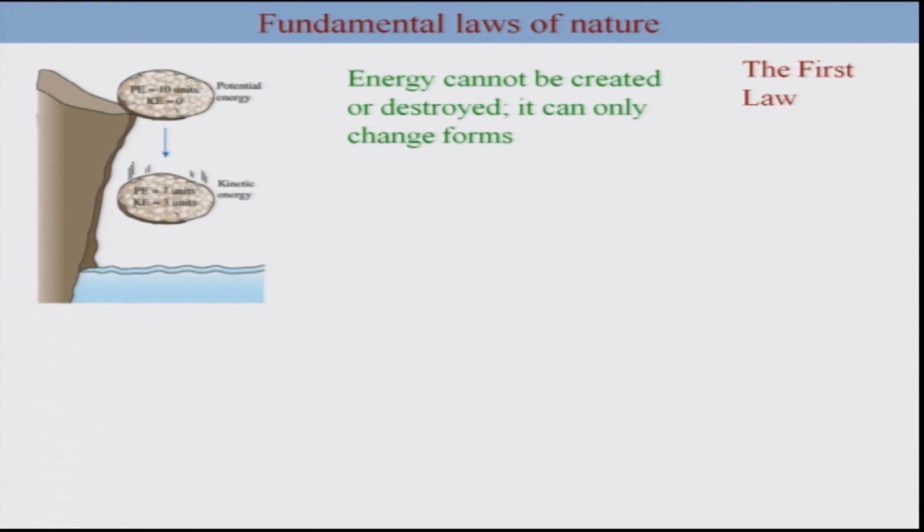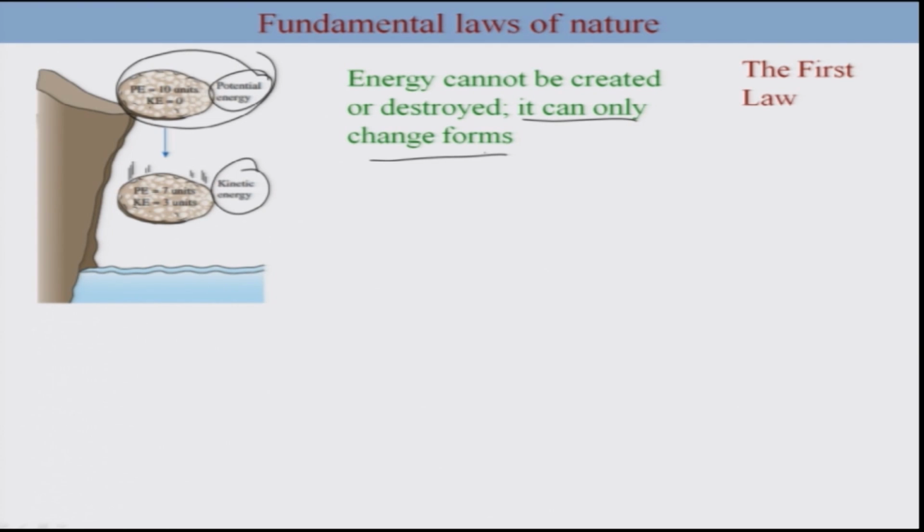So let us take a look at what the fundamental laws of nature tell us, by taking an example. This is a rock on a cliff having potential energy, and it falls. While going through this fall, it converts its potential energy to kinetic energy, keeping the energy of the system constant, assuming there is no loss to the air. This is the fundamental law which we call the first law of thermodynamics, where energy cannot be created or destroyed, and can only change its form.